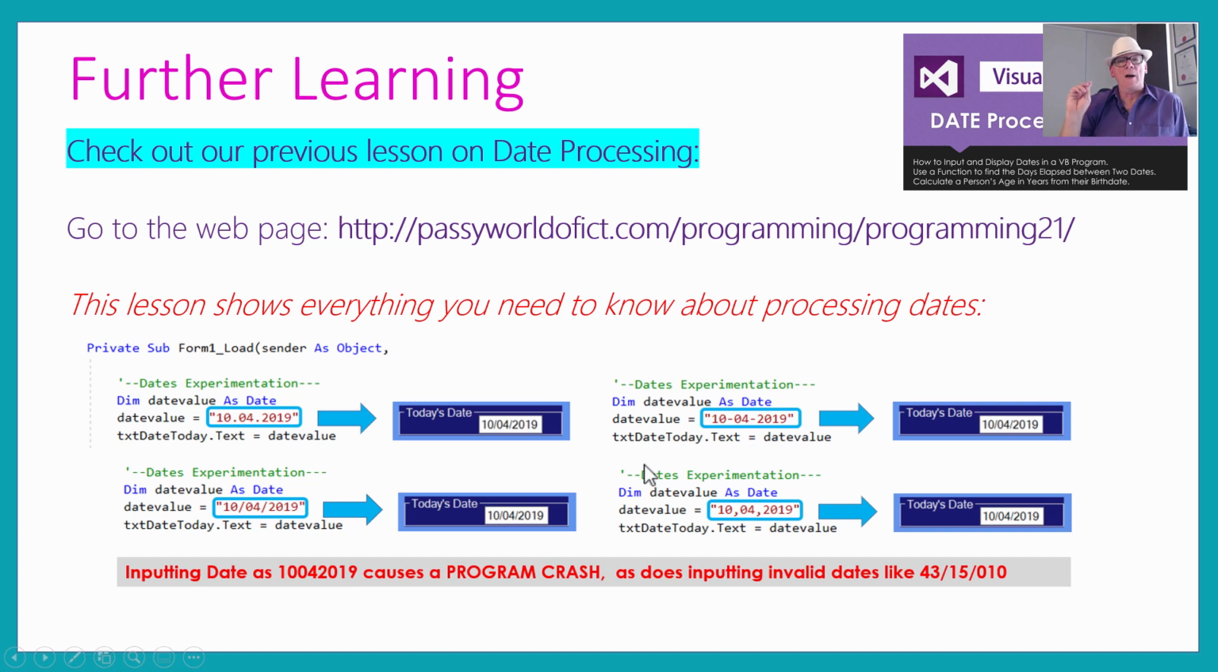So if you really want to know about dates in visualbasic.net, you've just seen how to use the date pickers, and then you need to go and watch this date processing in VB one as well, and then you'll be fully equipped with everything you need to know in your head here all about dates, all right?